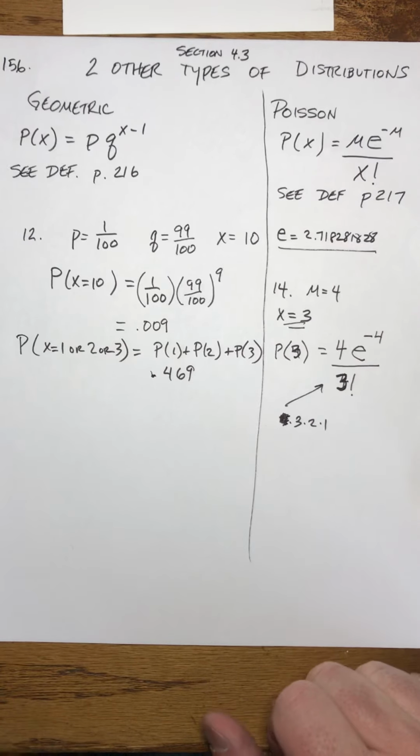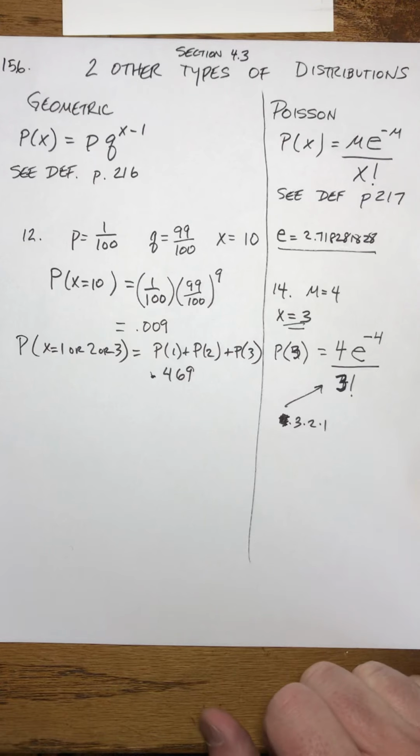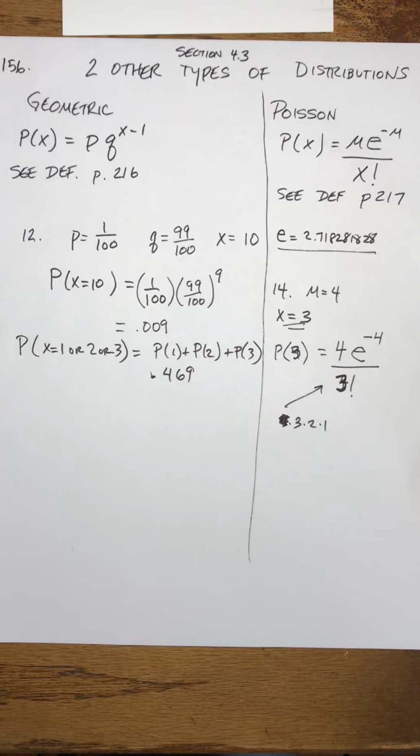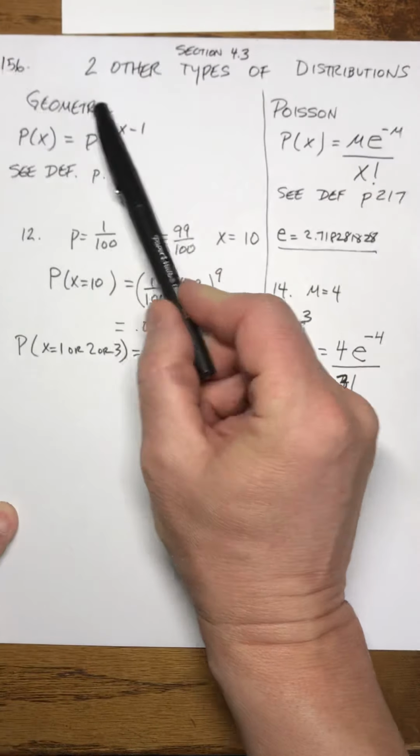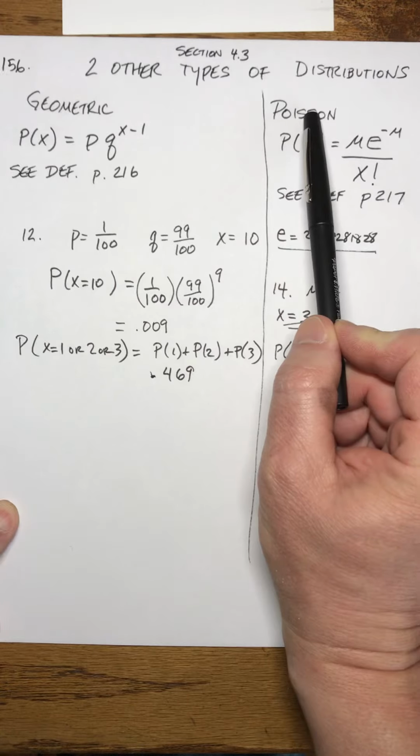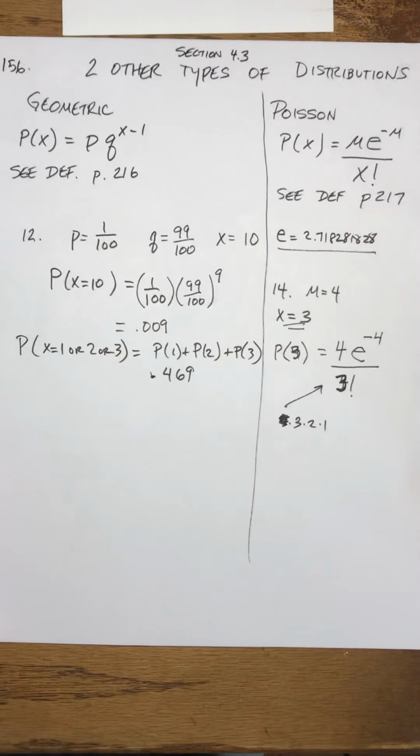Hi guys, this is your next video lesson. It's on section 4.3 in your text. I hope you did really well on your test, and I'm going to show you two more distributions. One is called the geometric distribution and one's called the Poisson distribution. And here's the difference between the two of them.